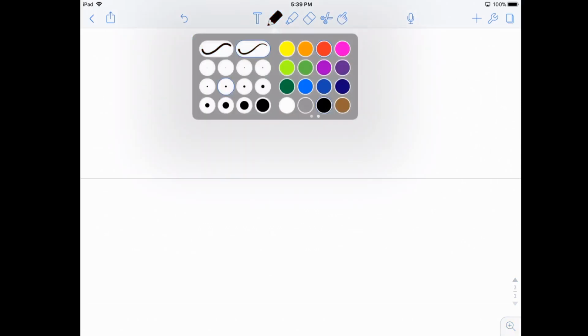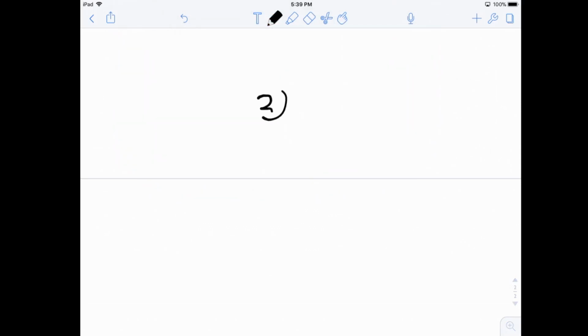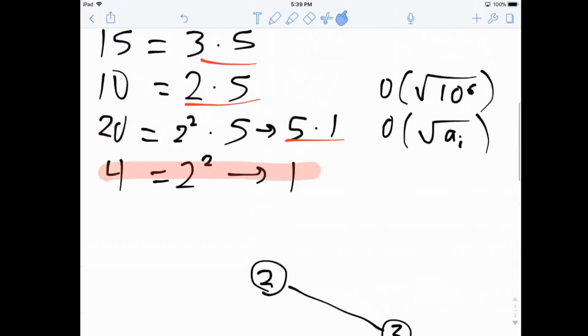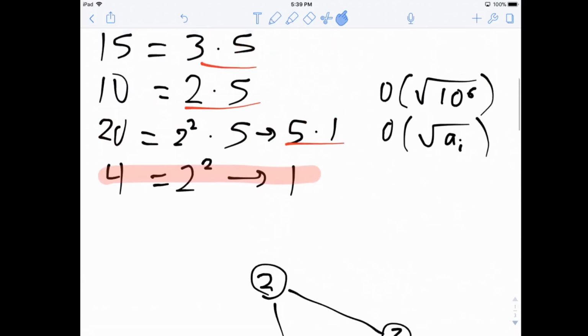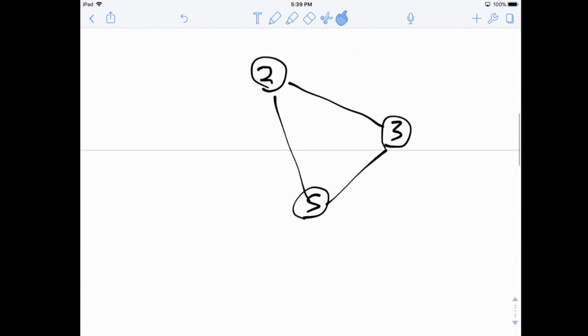So up there we had 2 times 3. So we'll have a node 2 and a node 3, and we'll draw an edge between them. We had 3 times 5 and 2 times 5. So we have a node 5. We have 3 times 5, so there's an edge. We have 2 times 5, so there's an edge. We have 5 times 1, so there's an edge there. This is not the sample. We've added in the 5 times 1 from the sample, but that's okay.